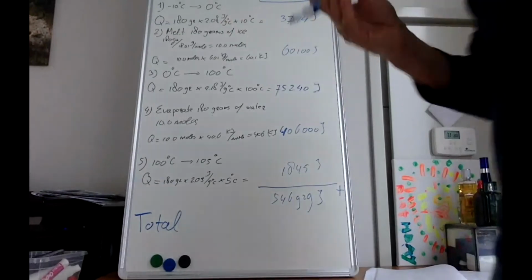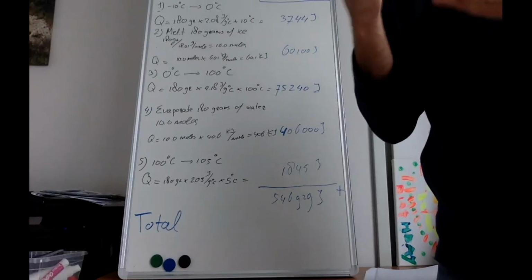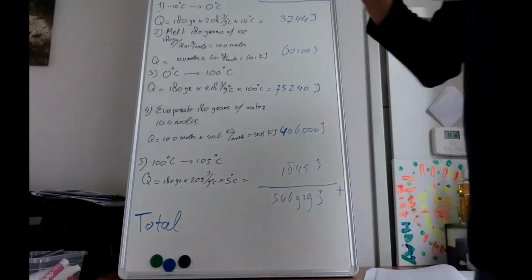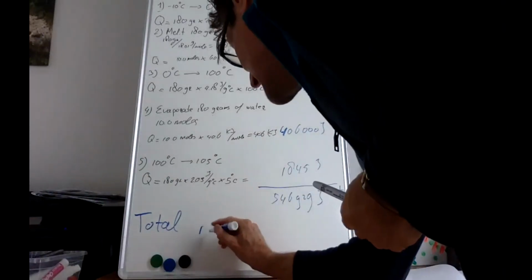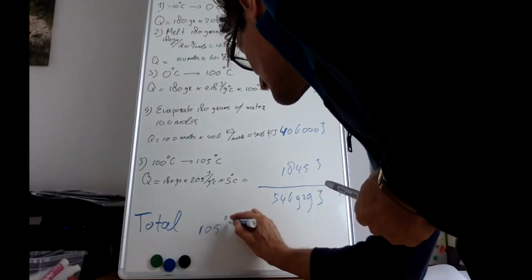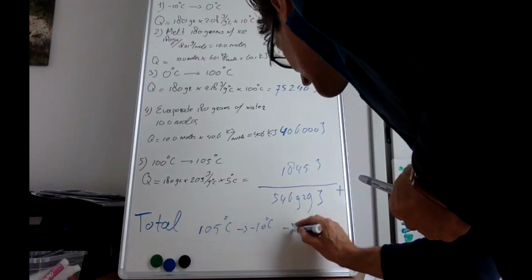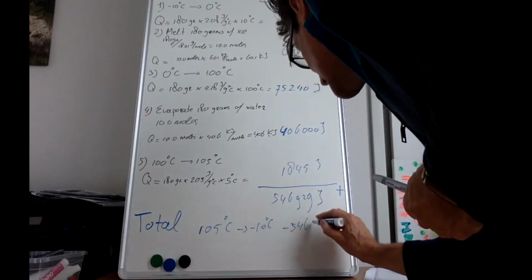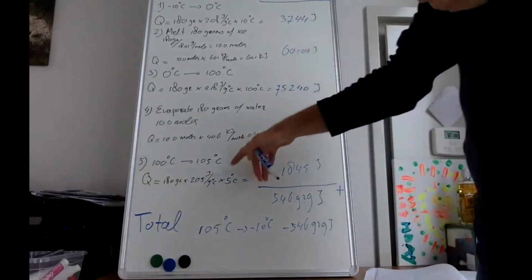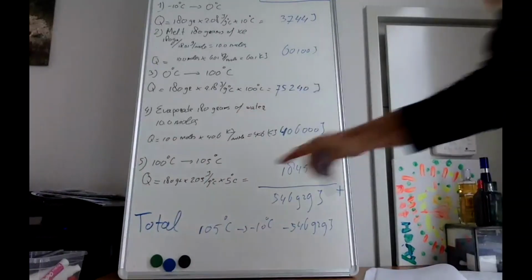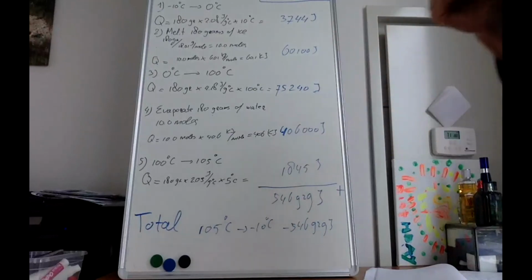If I do the other way around, if I start with water vapor of 105 Celsius, and I have 180 grams, if I want to bring it back to -10 Celsius, it's the same, but then it's a negative value. So from 105 Celsius to -10, it will be minus 546,929 joules. Then I start with 105, go back to 100, so that delta T is then -5. So then I will have here the same value, but then with a negative sign.